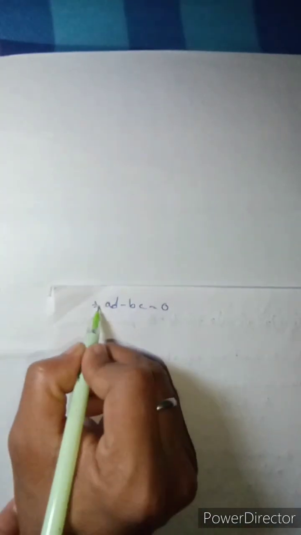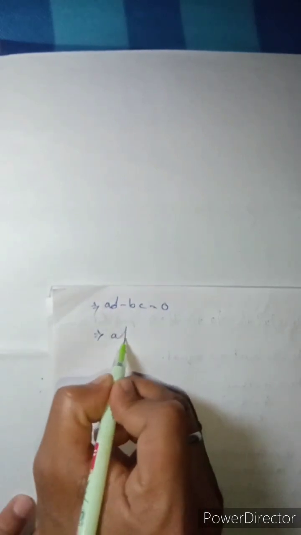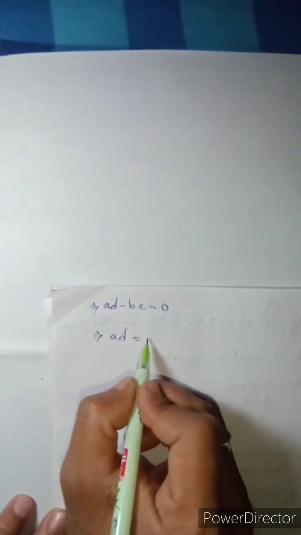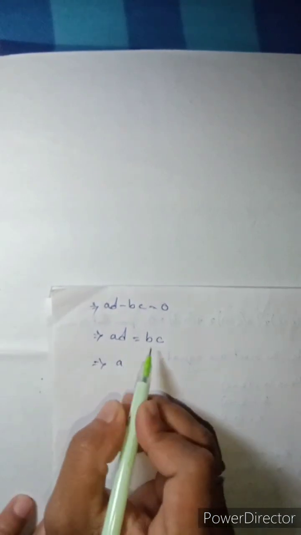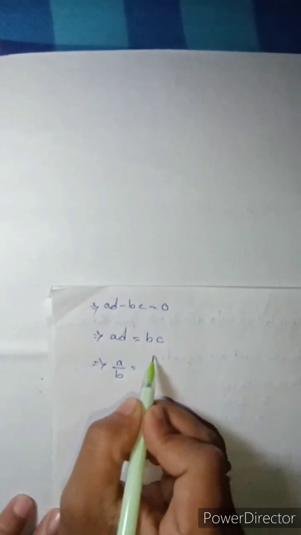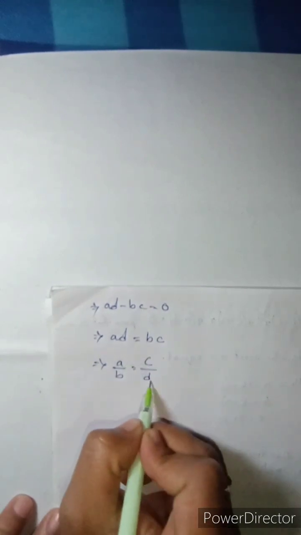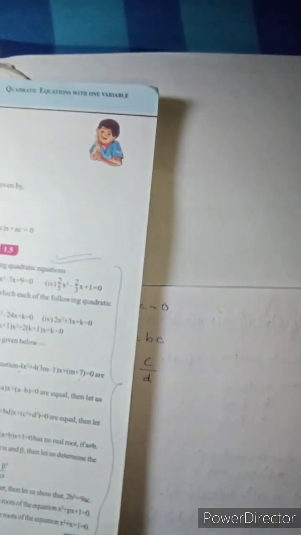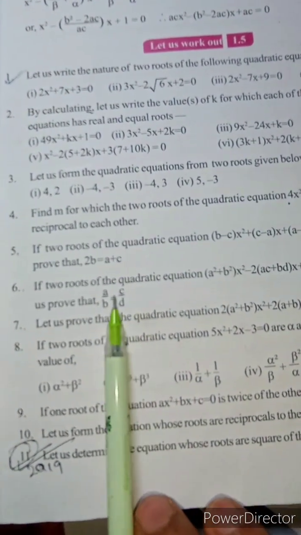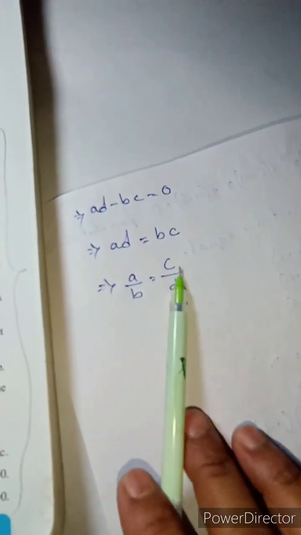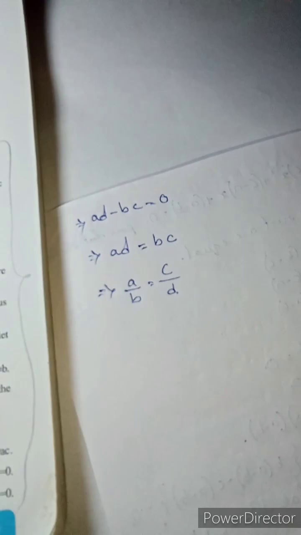So now what I'll do is write AD is equal to, this will go this side and it will be plus BC. After that, I'll write A, the B will come down, C is up, and this comes down. So it tells us to prove this. Look here, it said to prove this one: A by B is equal to C by D. So we have proved here A by B is equal to C by D.